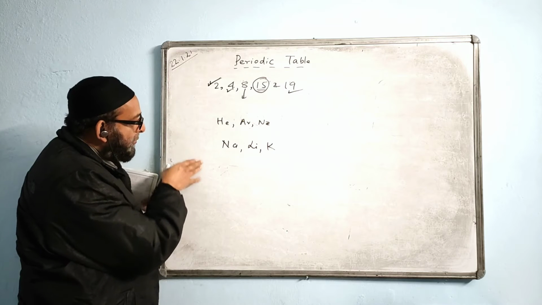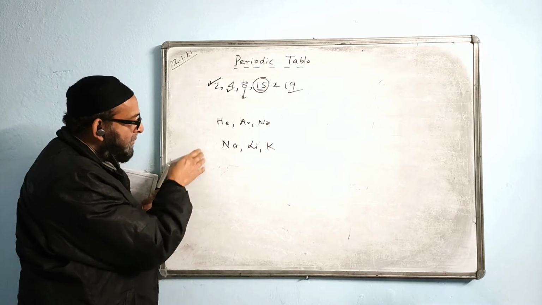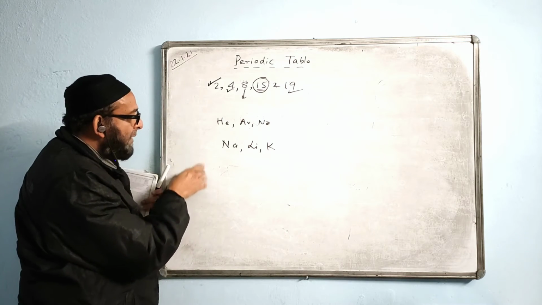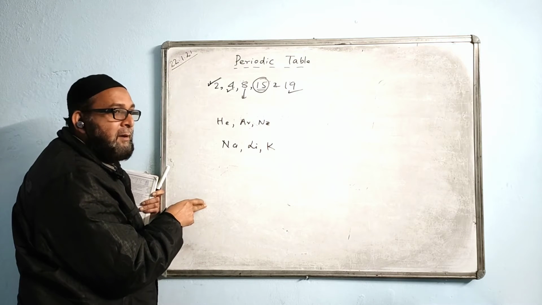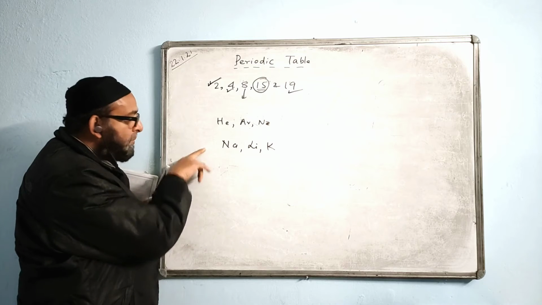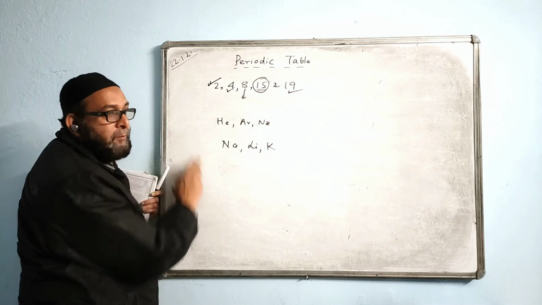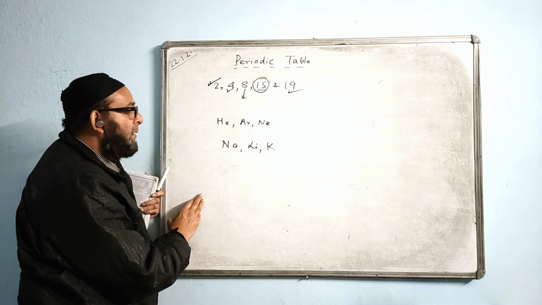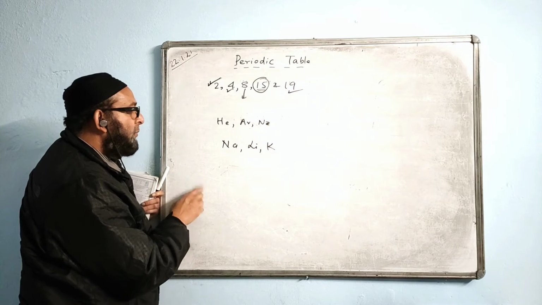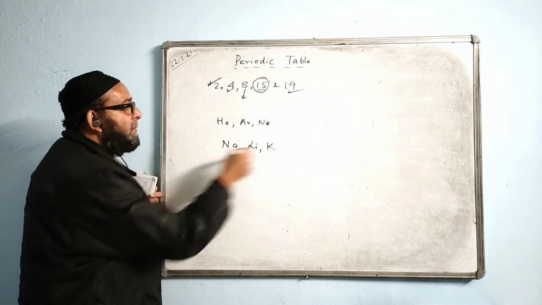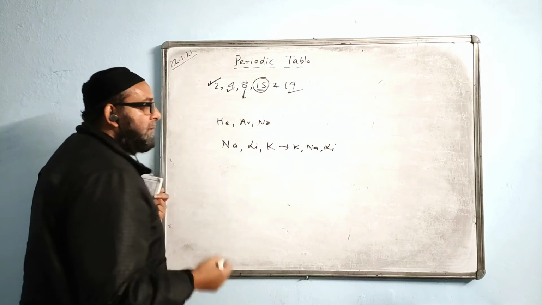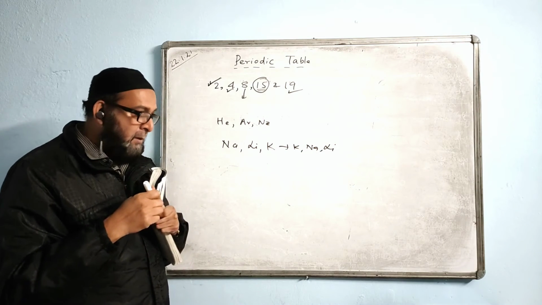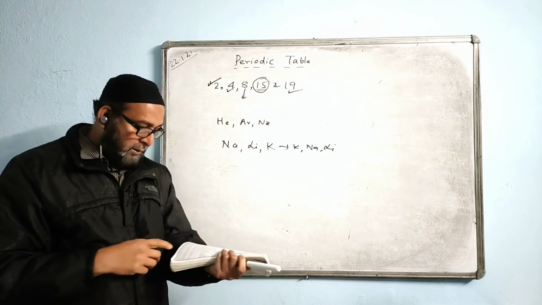That means when you go down, the ionization energy keeps on decreasing, but you have to arrange in increasing order. Then you have to start from down to up. From the bottom you have to go up, then it will be increasing. From down, potassium will come first, then sodium, then lithium, in the increasing order.